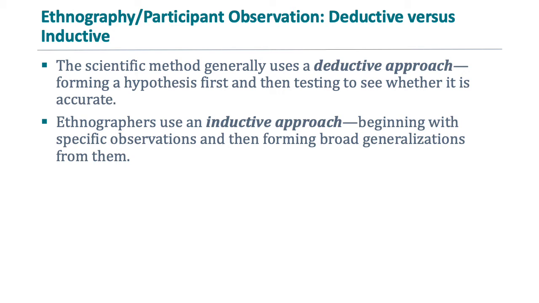So now that we've talked about ethnography and the scientific method, it's important to note that they use different approaches. The scientific method generally uses a deductive approach, which means that we formulate a hypothesis first, and then we test the hypothesis to see whether it's accurate or not. Ethnographers, on the other hand, use the inductive approach, so they begin with specific observations, and then they form broad generalizations from them. So ethnographers look for patterns and themes that are revealed in their field notes.